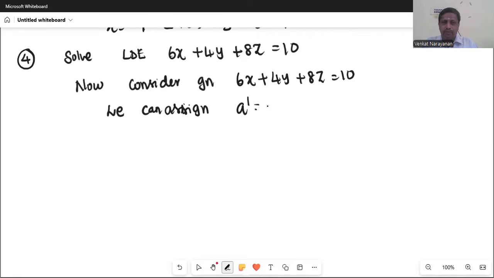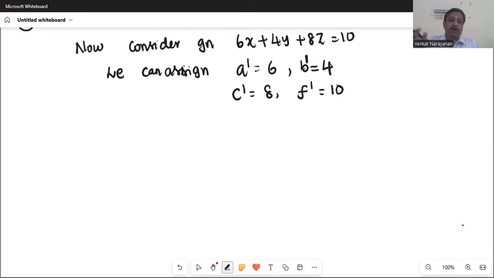A dash is 6, B dash 4, and C dash is 8, and F dash I can assign as 10, because D we are using for the GCD. Also ABC is a little confusing, so that's the reason I'm using A dash, B dash, C dash, and F dash.